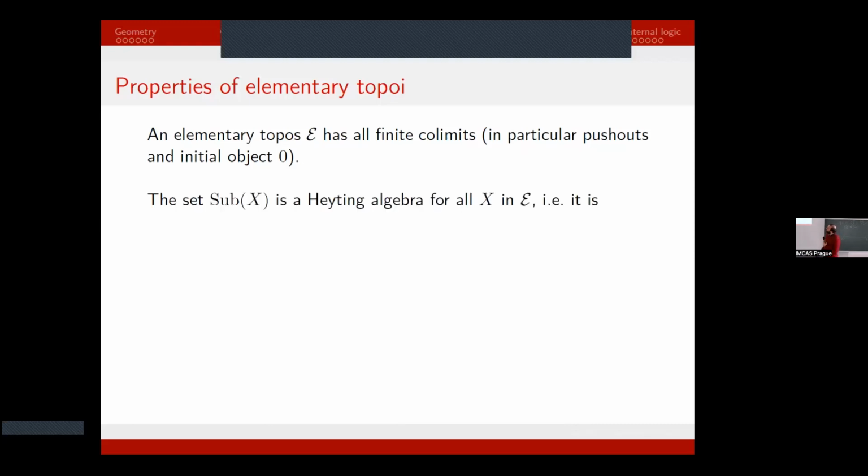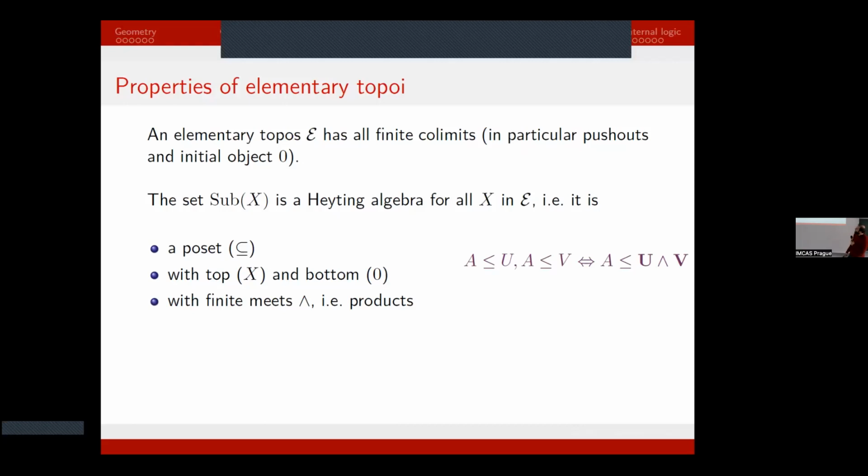Now another property that holds for elementary topoi: the set of subobjects is a Heyting algebra for all objects. What's a Heyting algebra? First of all, it's a poset, and we know it's a poset because we have inclusions between subobjects in any category. It has a top element and a bottom element, that's the total space and the initial object that embeds. And then it has finite meets.